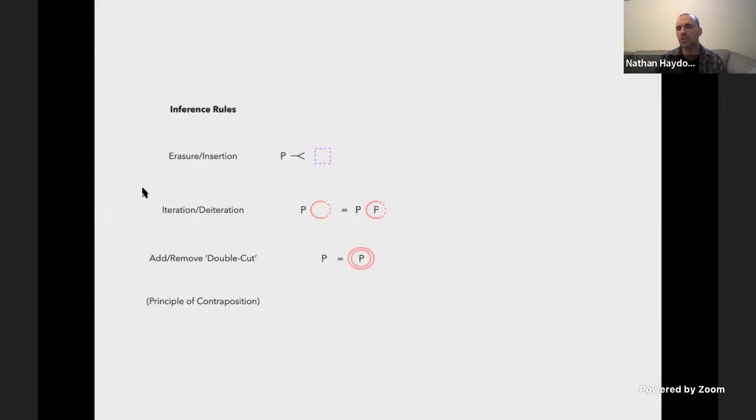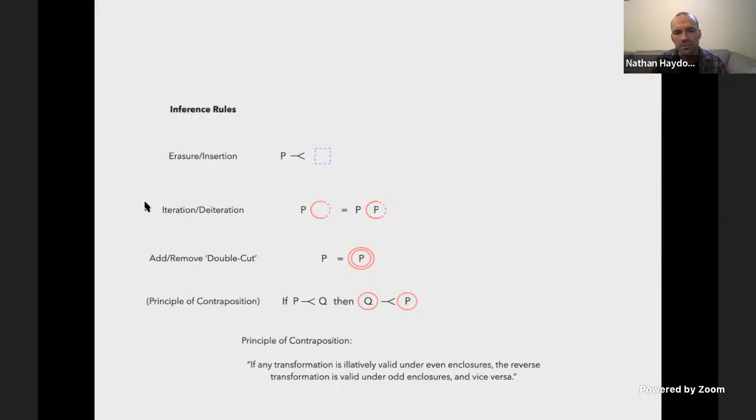We can add or remove a double cut at will, as long as there's nothing in between them. This is straightforward reading: the double cut may be inserted around or removed from any graph on any area. And the principle of contraposition, which Peirce says, he has a fancy word for this, is that if any transformation is graphically valid under even enclosures, then the reverse transformation is valid under odd enclosures. So if we can transform P into Q, then in a cut context, we can go from Q to P. And this gives us the twin insertion rule at the top here. So in a cut context, where we could have erased the P on the sheet, we can add a P.